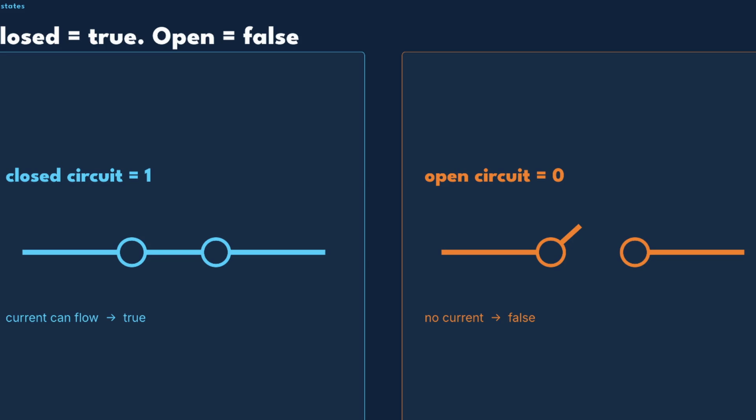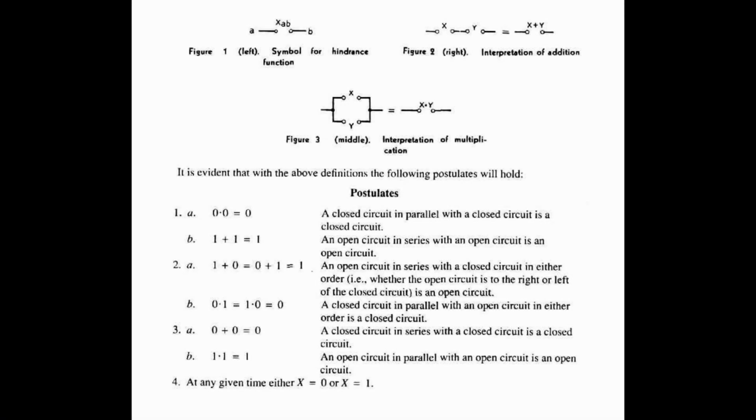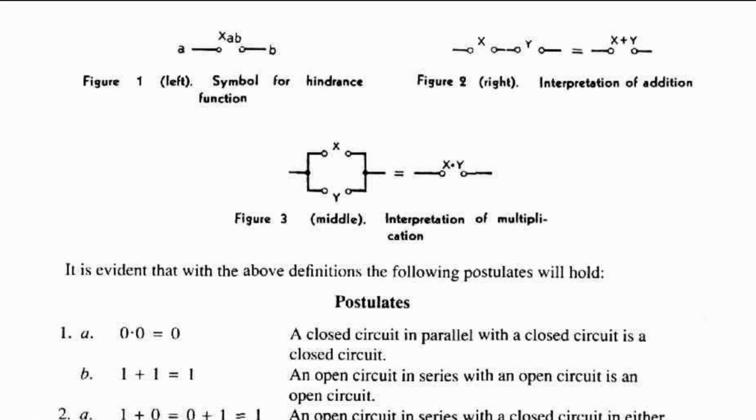Fun historical note: Shannon originally labeled these the opposite way. He measured hindrance. So for him, a closed circuit was 0, as there was no hindrance. Engineers later flipped to the convention we use today.